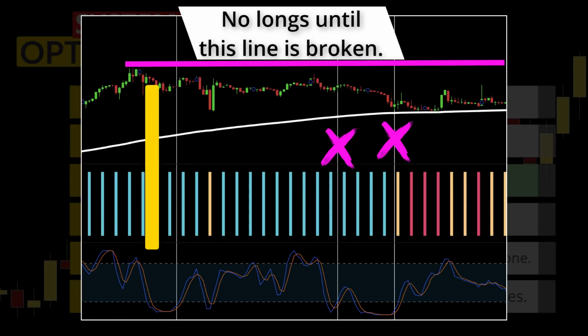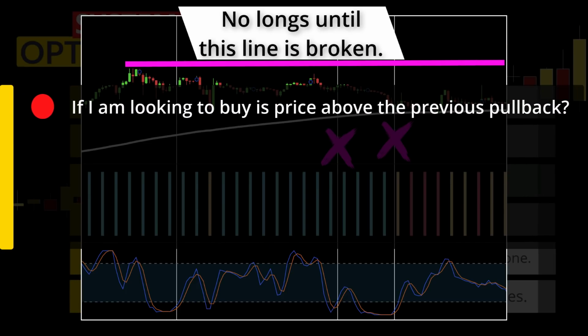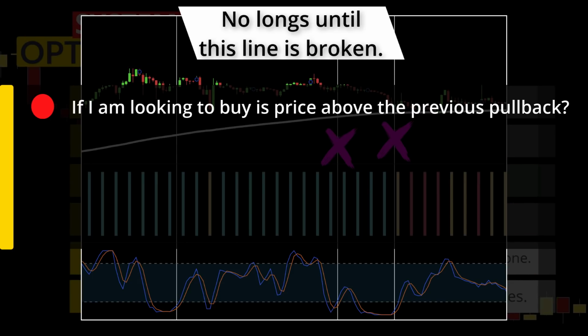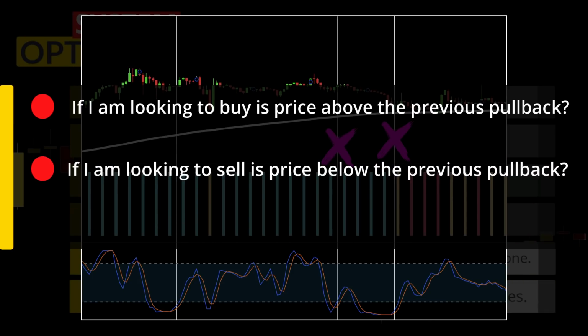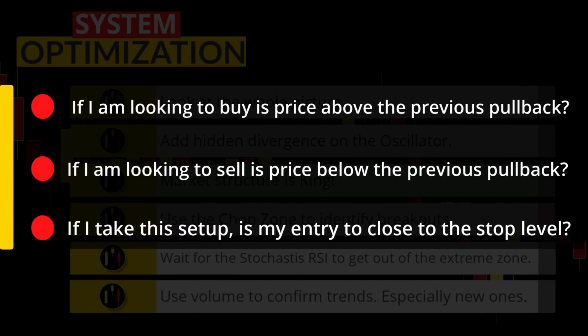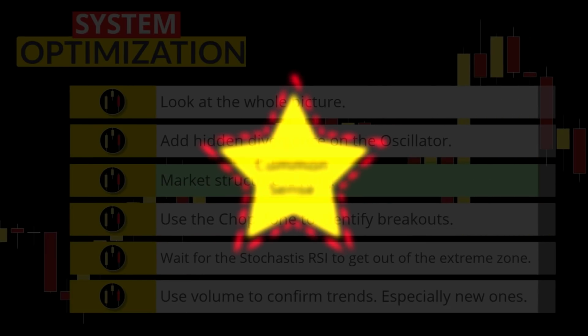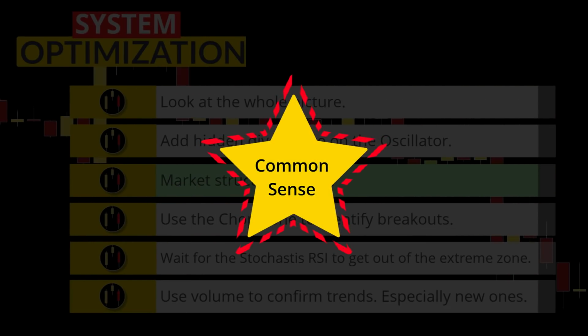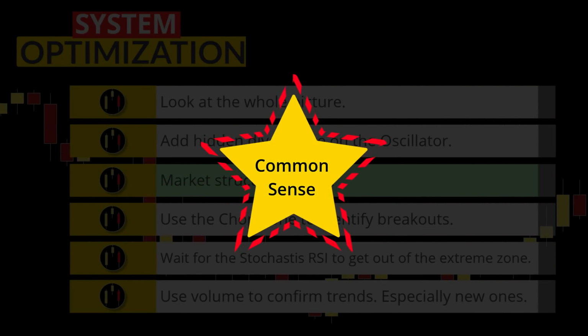Ask yourself these 3 questions. If I am looking to buy, is price above the previous pullback? If I am looking to sell, is price below the previous pullback? If I take this setup, is my entry too close to the stop level? Adding simple common sense rules to your system is key and perhaps more important than any indicator I can show you.